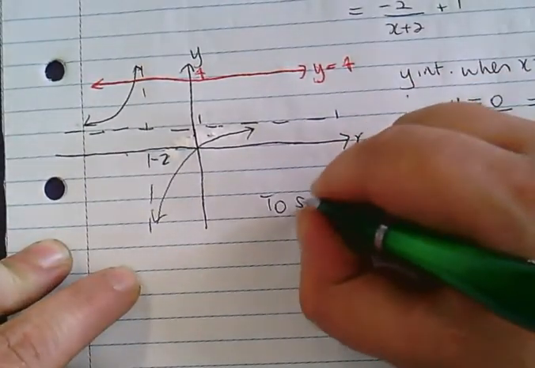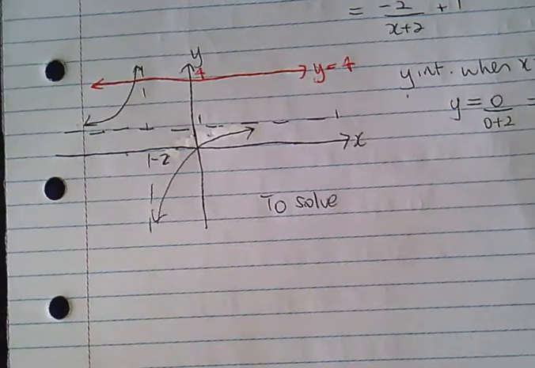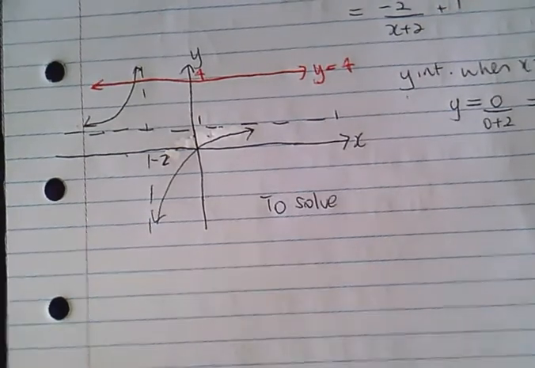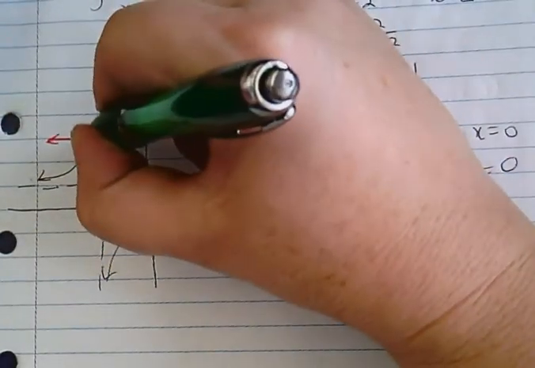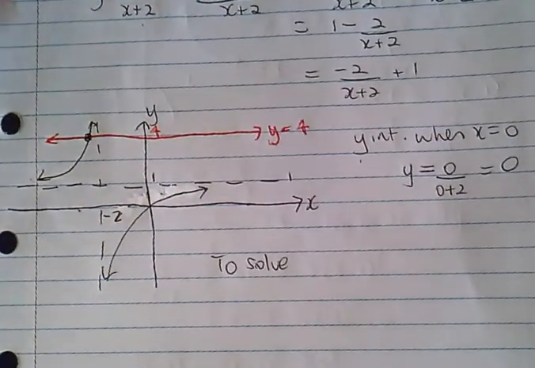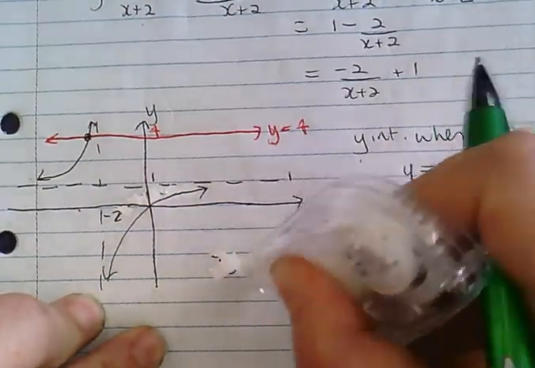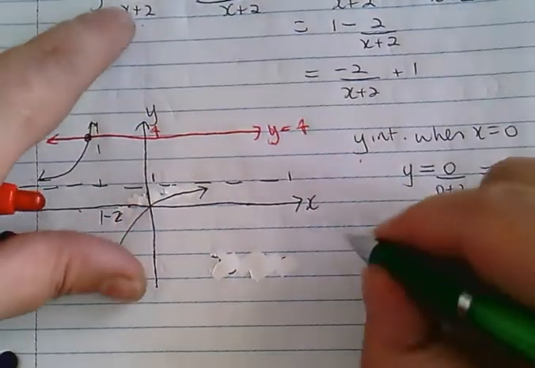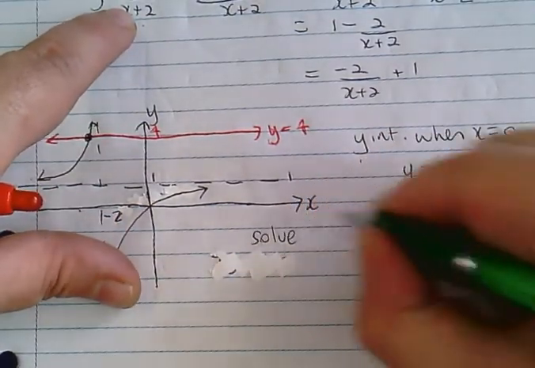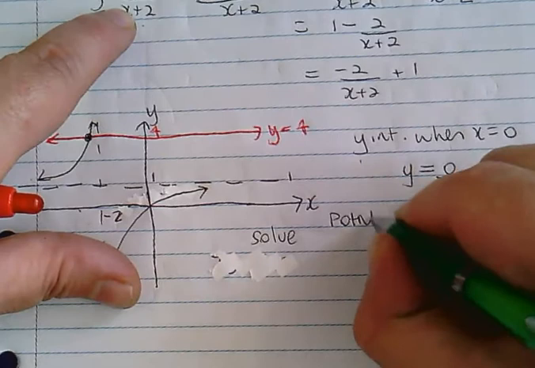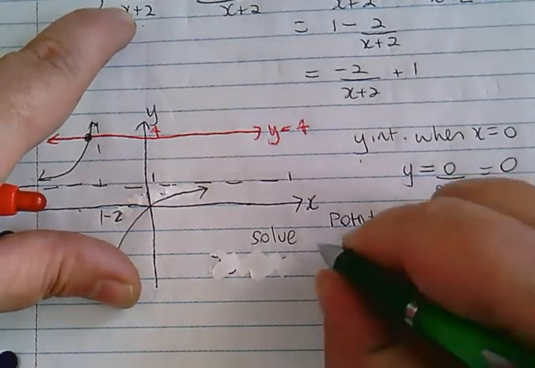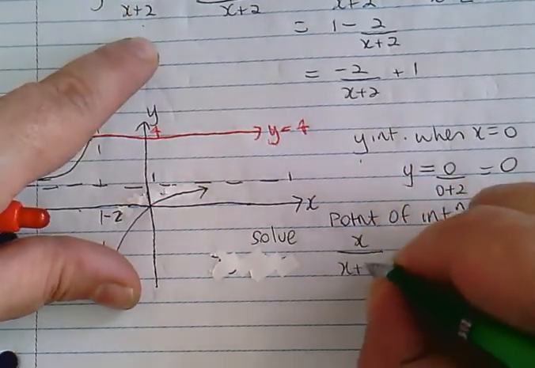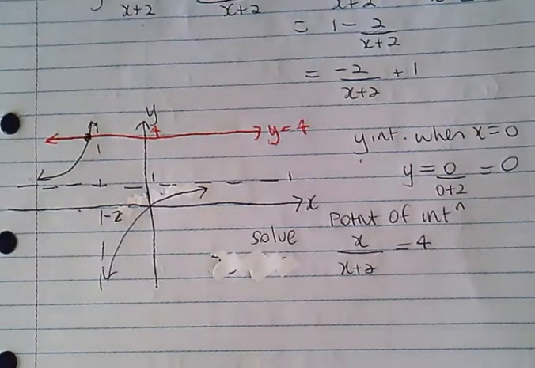So, to solve, actually I haven't found the points of intersection, have I? We need the point of intersection. What do I do now? I equate, but just do the original one, it's easier. So I need to solve to find the point of intersection. Solve x over x plus 2 equals 4. You don't have to do the other one.